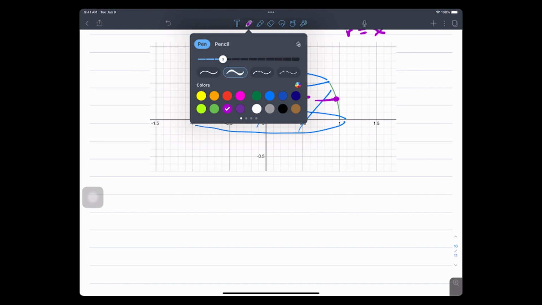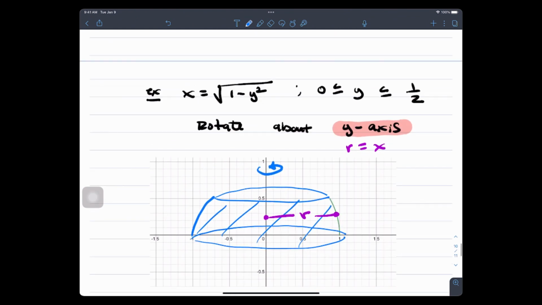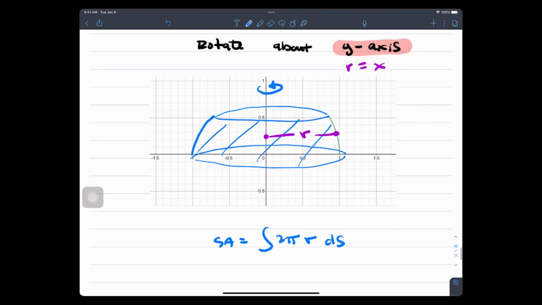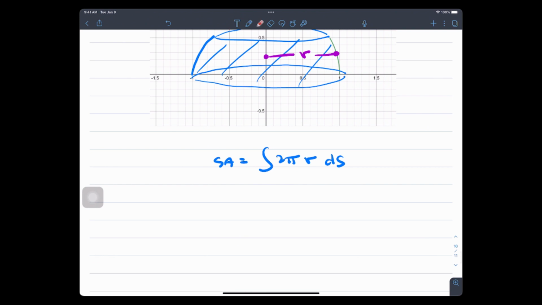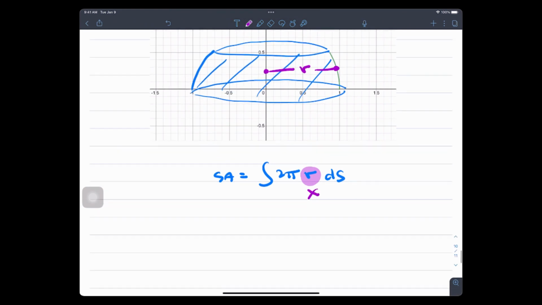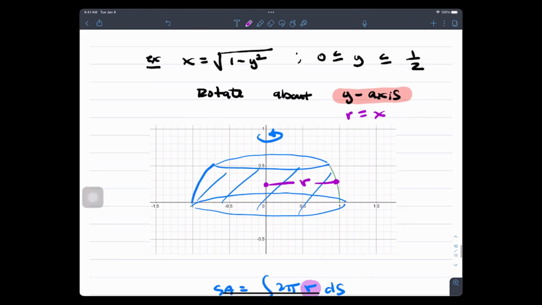So when you look at this picture, surface area is going to be the integral of 2 pi r ds, right? You say your radius is going to be what now? Is your radius x? Okay. So this radius is x. Is that true? Okay.